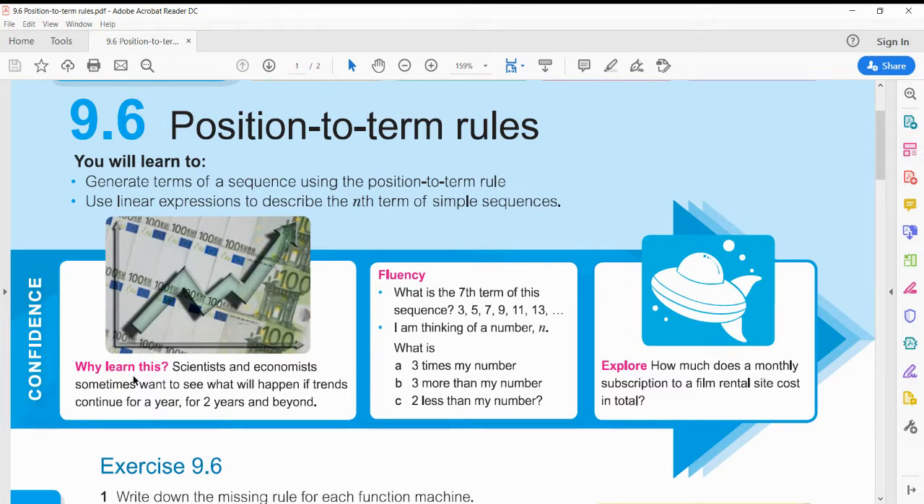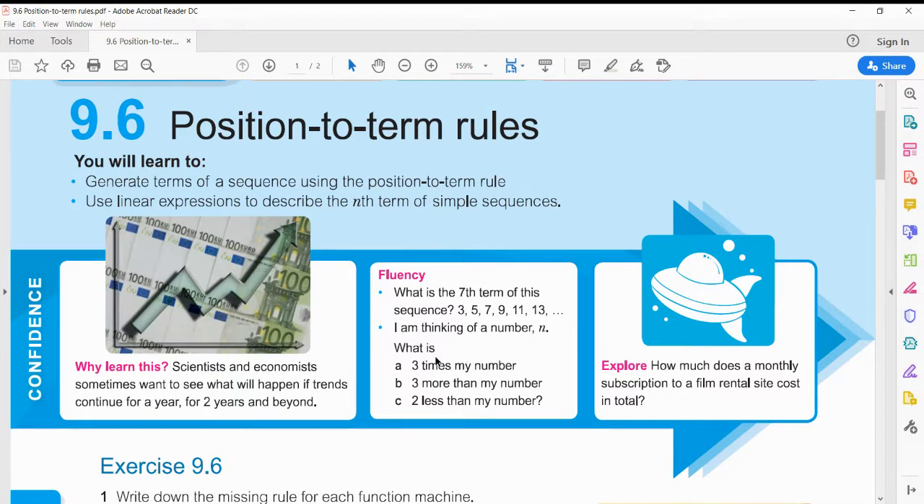We've got a little bit of information about why people do it, for scientific and economic reasons, and a bit of fluency, so a bit of sequences basics, which we've done in previous weeks, just making sure we know what sequences are. So the seventh term of 1, 2, 3, 4, 5, 6, well, it's just asking for the next term. It's going to be 15 because you're just going to add 2.